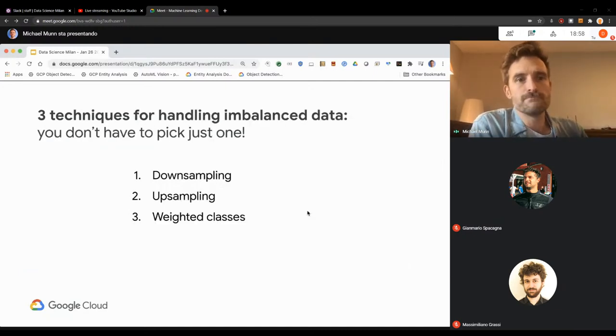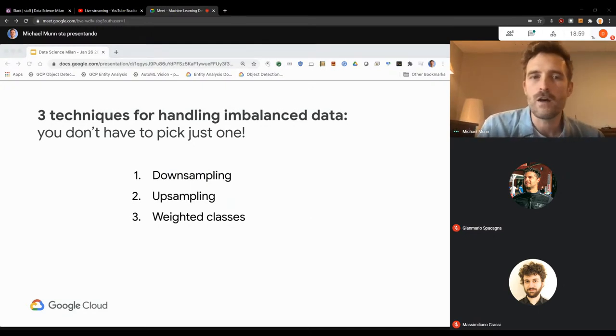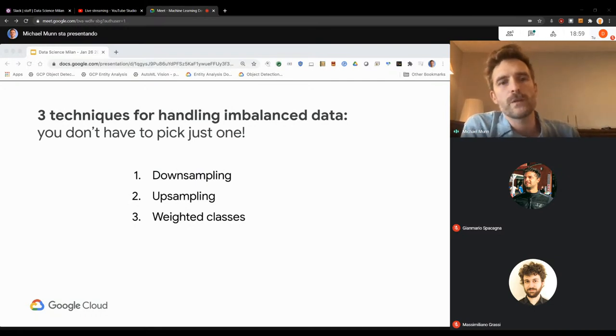So that's just three techniques. As a summary, there's downsampling, where you remove some of your overrepresented class. There's upsampling, where you can repeat or generate new examples of your minority class. And then there's weighted classes, where you modify your loss functions. We discussed some other techniques as well, but one thing to take away is that with these three techniques, you don't have to pick just one.